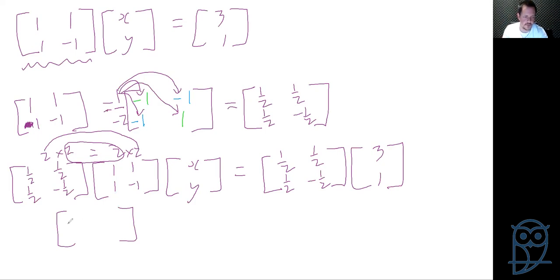So a half times 1 plus a half times 1. Then on this side, you have a half times 1 plus a half times minus 1. On this side, it is a half times 1 plus minus a half times 1. And over here, it is a half times 1 plus minus a half times minus 1.